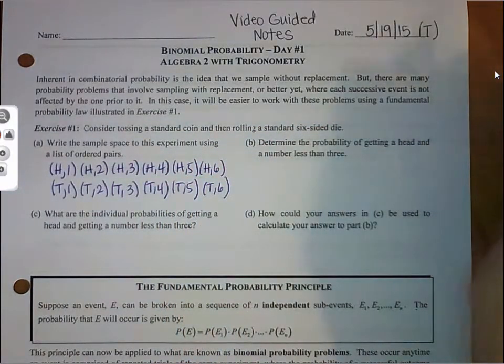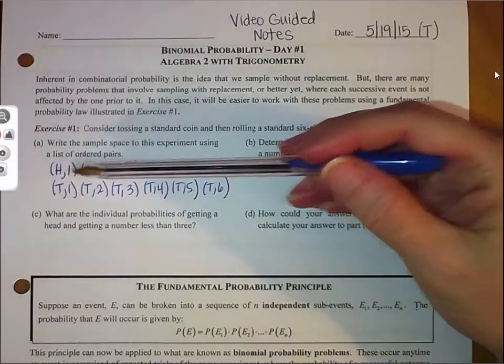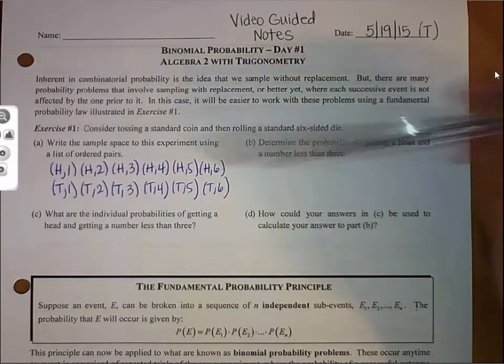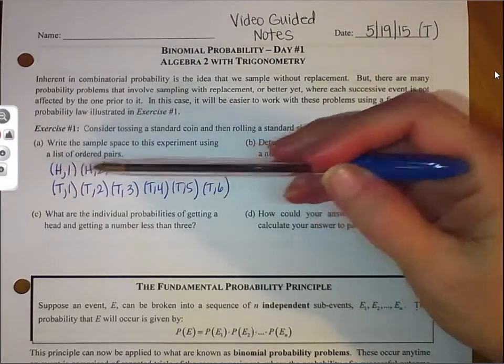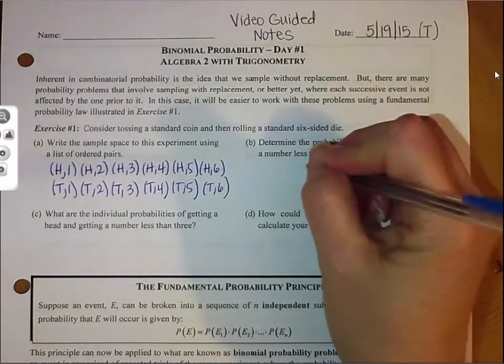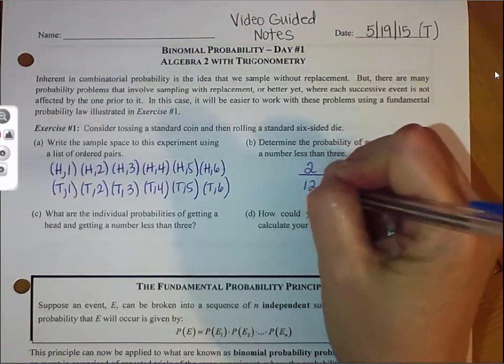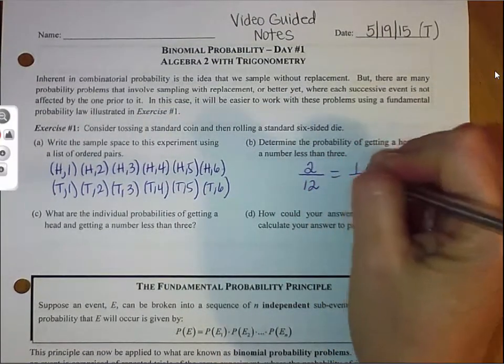Okay, so for part B, we're going to determine the probability of getting a head and a number less than 3. Well, here are all the ways I can get the coin to land heads up, and the number less than 3 is either 1 or 2. So there are 2 instances of a head and a number less than 3 out of 12 total possibilities, which, again, if you want to, you could reduce to 1/6. Doesn't matter.